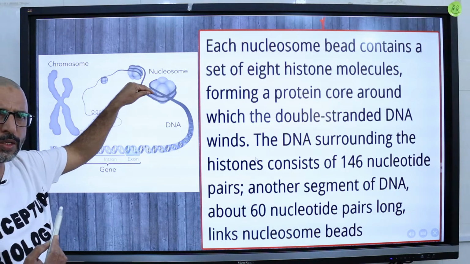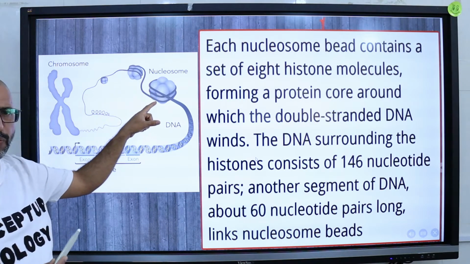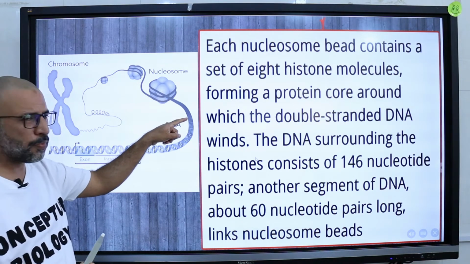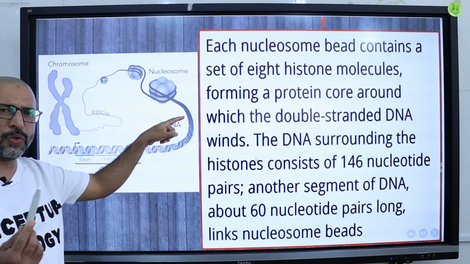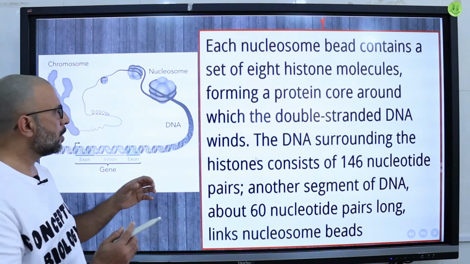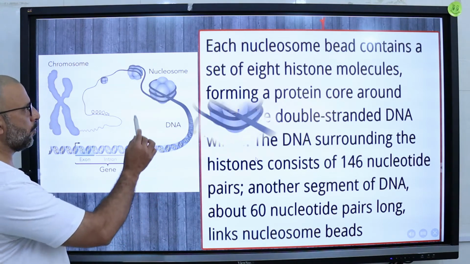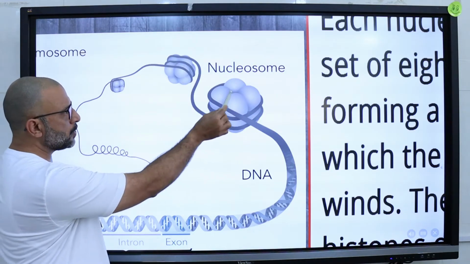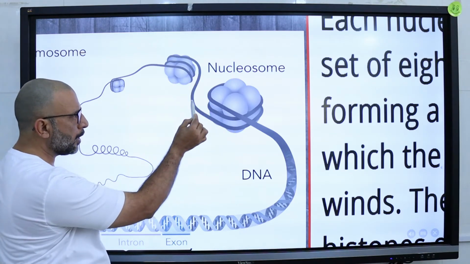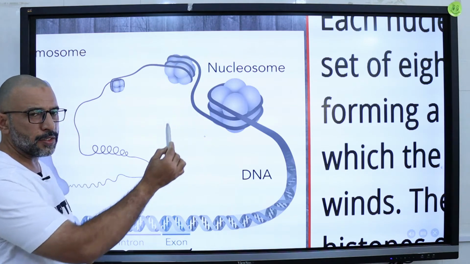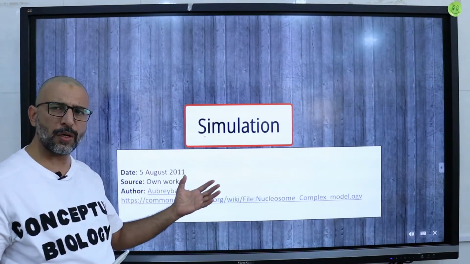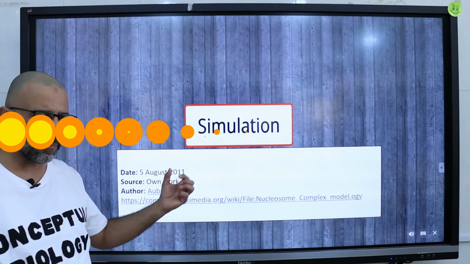The DNA surrounding the histone consists of 146 nucleotide pairs, and another segment of DNA about 60 nucleotide pairs long links nucleosome beads, which is known as linker DNA. So this is one nucleosome and this is the second nucleosome. In between these two nucleosomes, this is a linker DNA, and linker DNA is made up of about 60 nucleotide pairs. Let's watch this 3D rotational model of nucleosome complex.